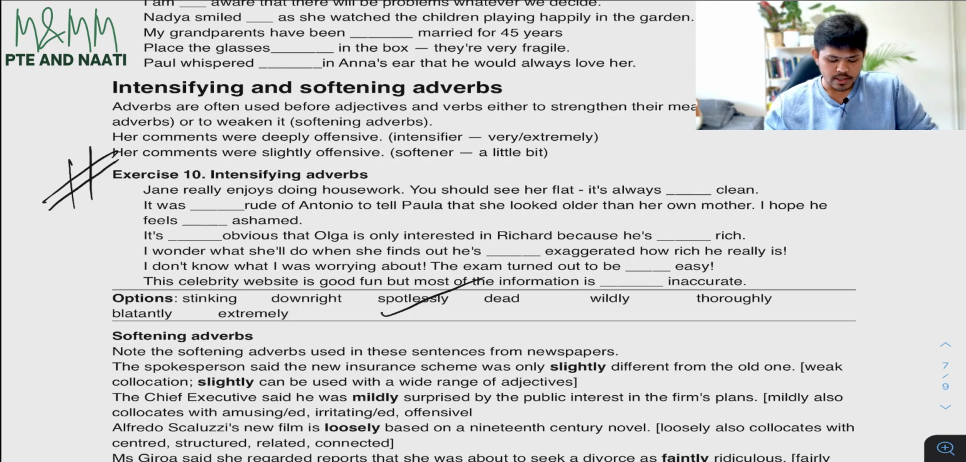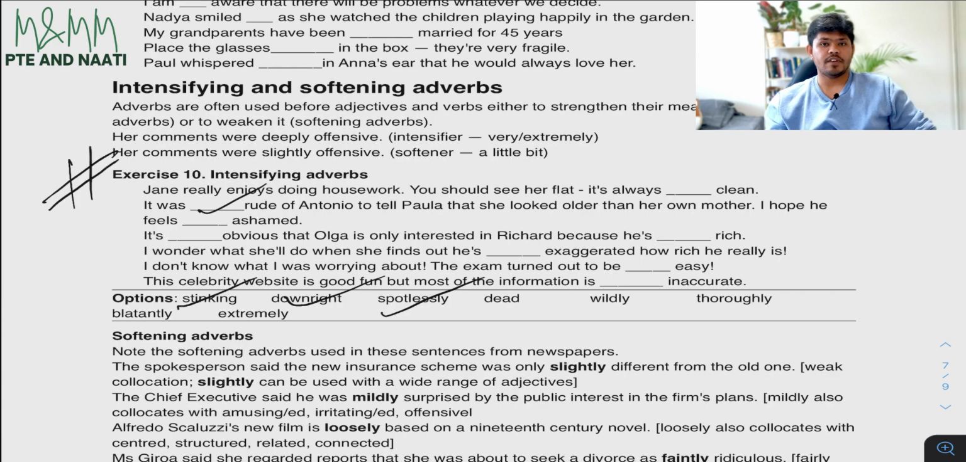Next, it was dash rude of Antonio to tell Paula that she looked older than her own mother. It was downright rude. Downright rude. Or there is a very famous collocation which I have read in a lot of books. Downright catastrophic. What is the meaning of downright catastrophic? That means again, downright rude, downright negative. What is the downright rude over here? Collocation. Downright catastrophic, collocation. I would immediately jot it down. Not only because I want to clear my PTE exam, but what is wrong in learning something new about the language and I can use it, right?